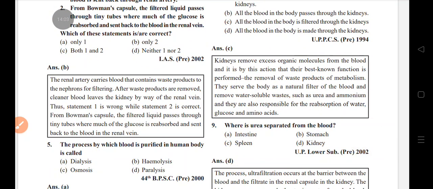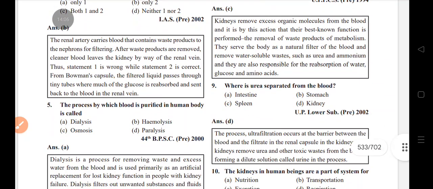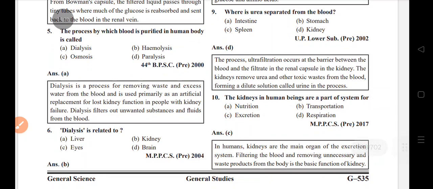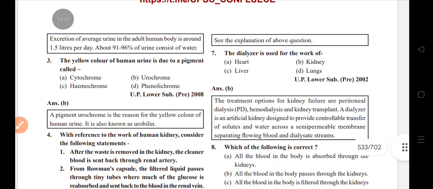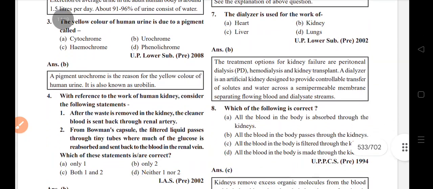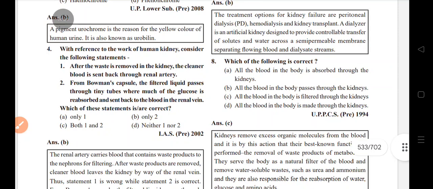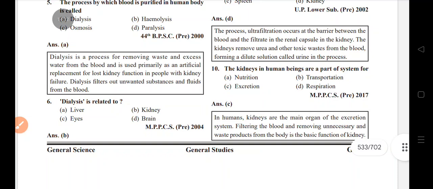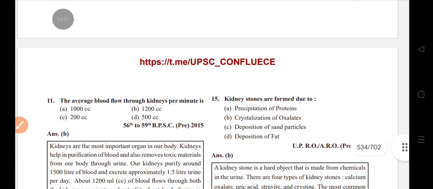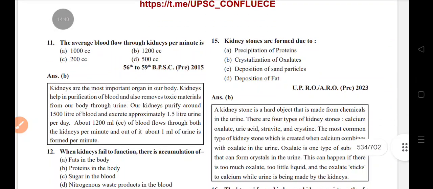The process by which blood is purified in the human body is called dialysis. Dialysis is related to the kidney. A dialyzer is used for the work of the kidney. The following is correct: all the blood in the body is filtered through the kidney. Where is urea separated from the blood? Kidney. Kidneys in a human being are part of the system for excretion. The average blood flow through the kidney per minute is 1200 cc.